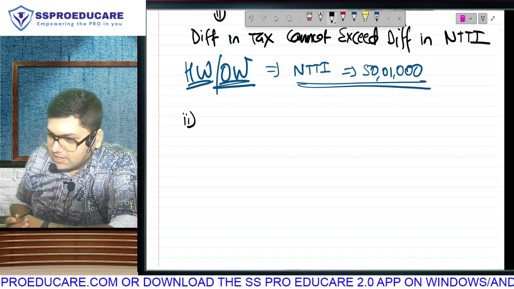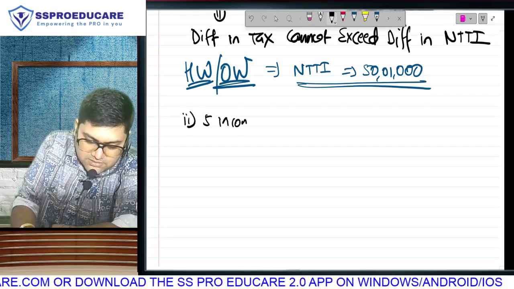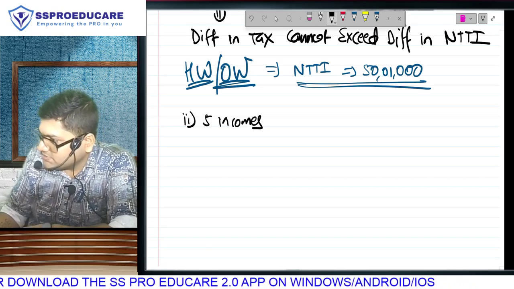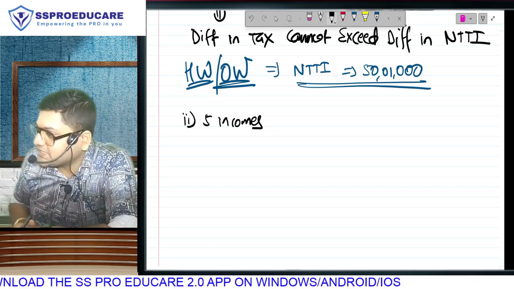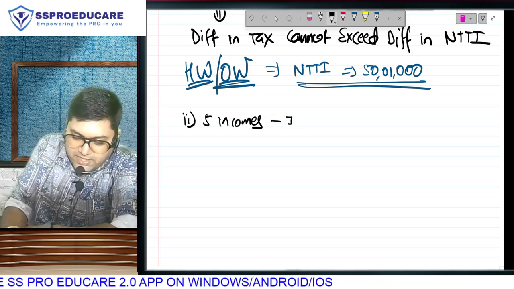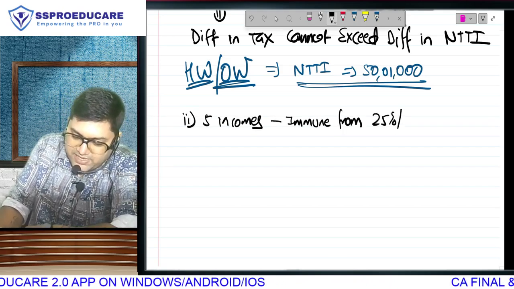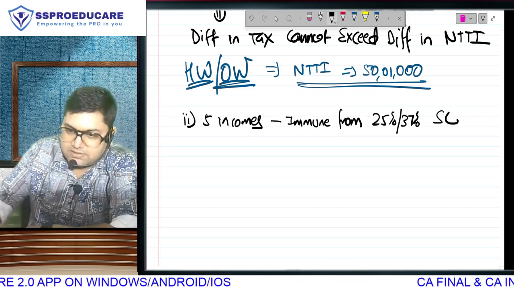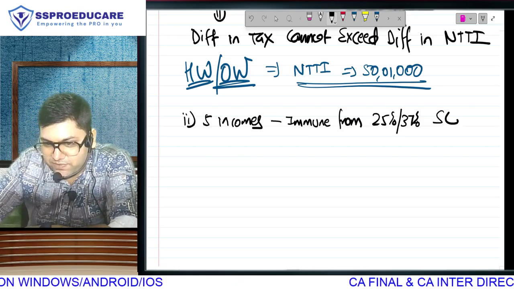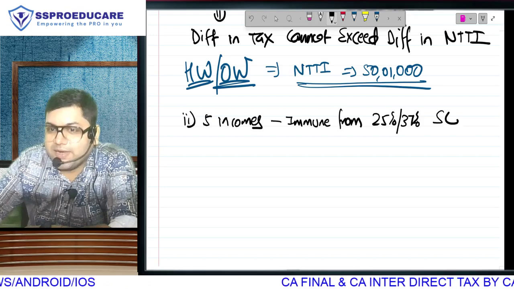Shall we? They have defined 5 incomes which we are going to consider as special incomes from the purpose of surcharge, not special rate of tax. These 5 incomes will be considered as special incomes which will be immune from the 25% and 37% surcharge. At intermediate only 4 of them were applicable, but in final they are 5. One more income will come. I'll discuss. These incomes will be immune from 25 and 37.